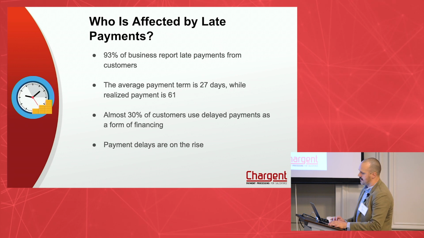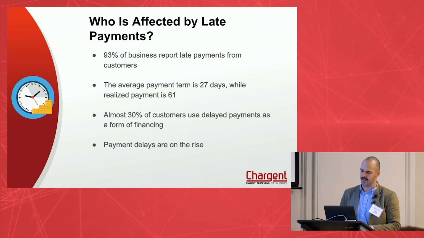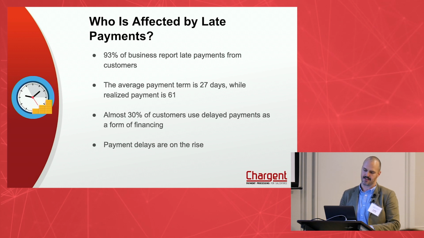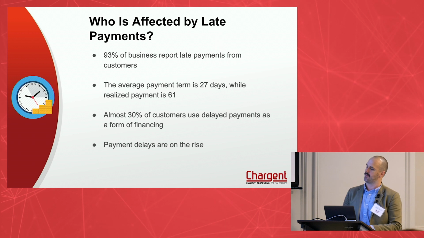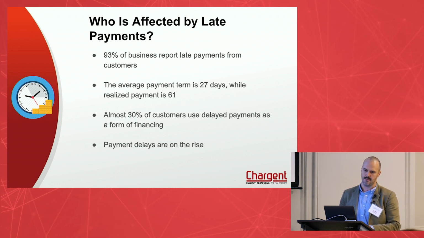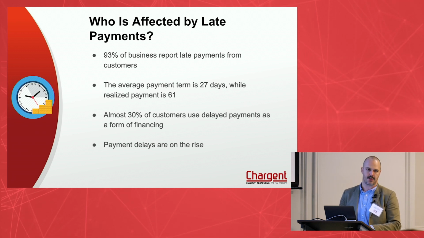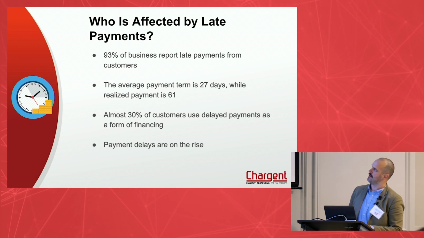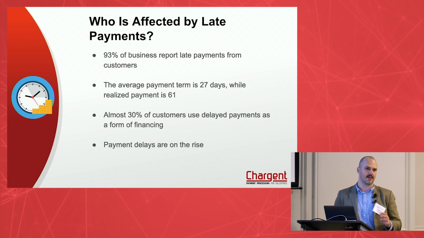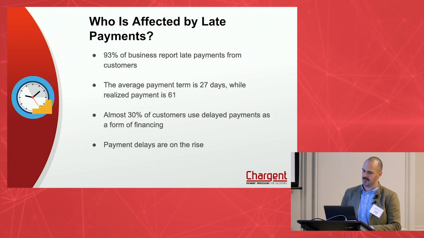So who is affected by late payments? Well, the problem of late payments is pretty widespread. When recently surveyed, it was found that 93% of businesses reported late payments from customers. And if you see 93% and you're like me, you're thinking, okay, virtually no business is immune from this problem, right? The average payment term is about 27 days, but the realized payment reception is actually closer to 61 days, which is crazy, I think, because before reading that stat, my assumption would have been that the worst case scenario was like double, right? So it'd be like 54 days, but no, the realized is actually more than double.